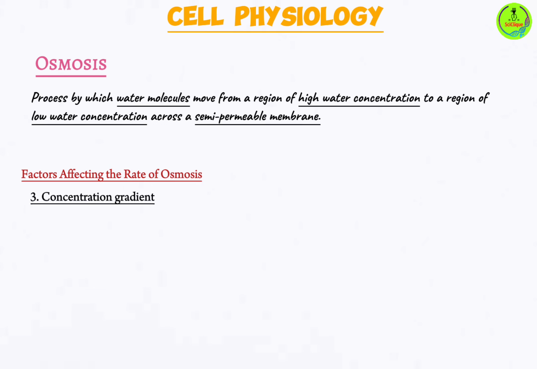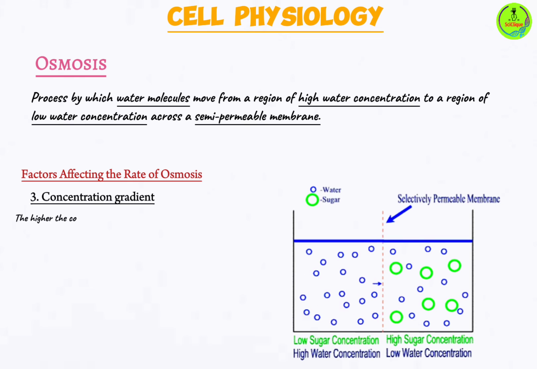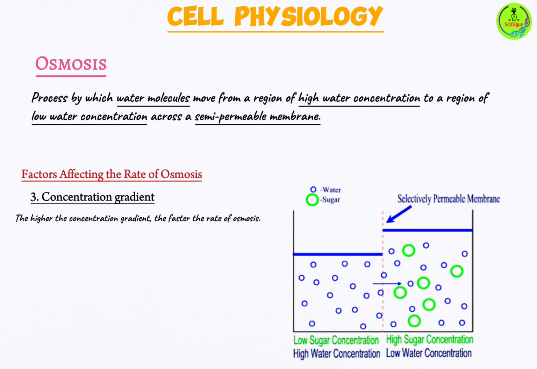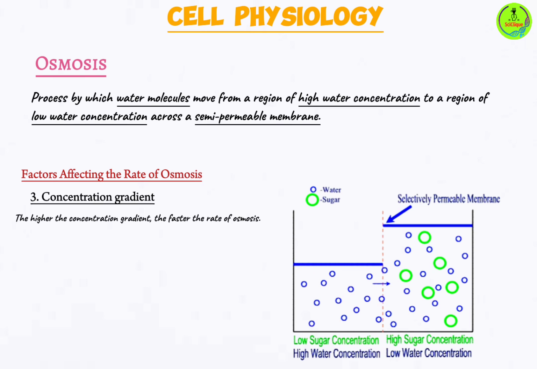Last one, concentration gradient. As stated before in our previous video, whereby we discussed the factors affecting the rate of diffusion, the higher the concentration gradient, the faster the rate of osmosis. By the way, if you haven't checked the video, I highly recommend you do so. So if you have a larger difference in the water molecules between two areas, you're going to have a faster rate of osmosis.